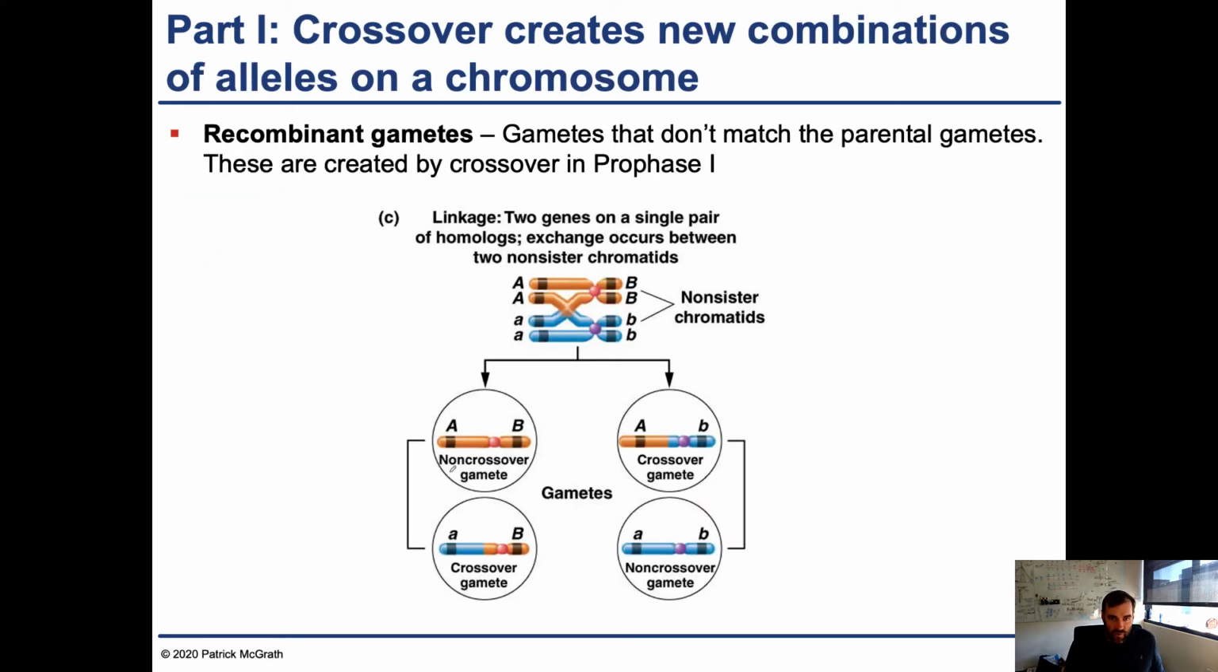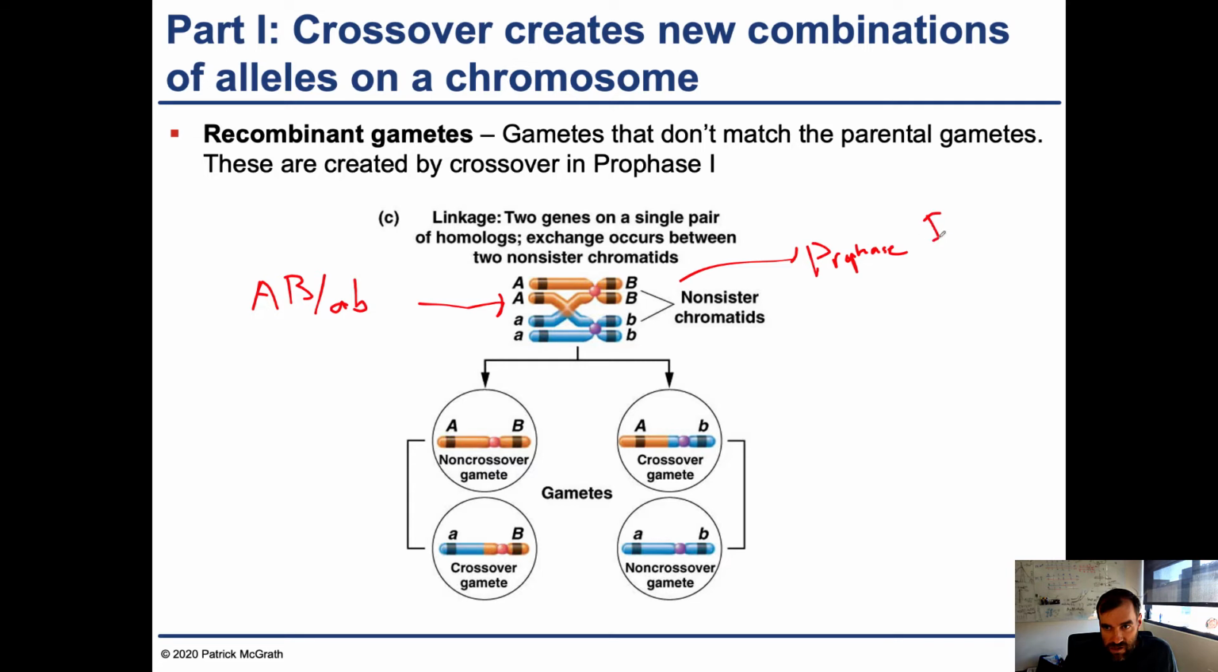So, genes on the same chromosome. In this case, again, we have an individual that has the following genotype, big A, big B over little a, little b. And so if we draw a picture of what those chromosomes look like, it looks something like this. What I'm showing you is something from prophase 1, where the tetrad has formed.